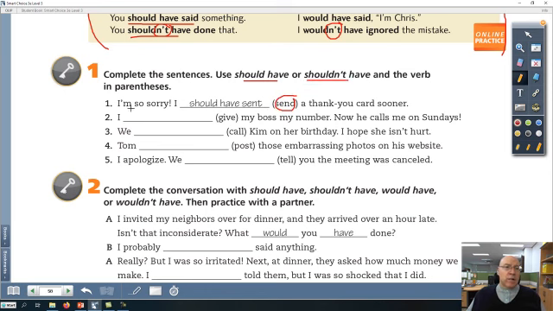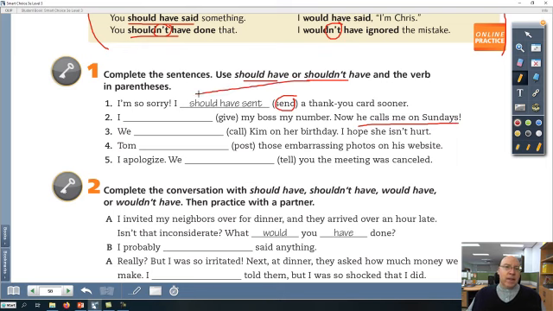Okay, so I am so sorry. Sounds like we have a regret. I should have sent a thank you card sooner. Okay. All right, number 2. I blah blah blah my boss my number. Now he calls me on Sundays. Oh, it sounds like somebody did something and now they regret it. Okay, they did something, now they regret it.